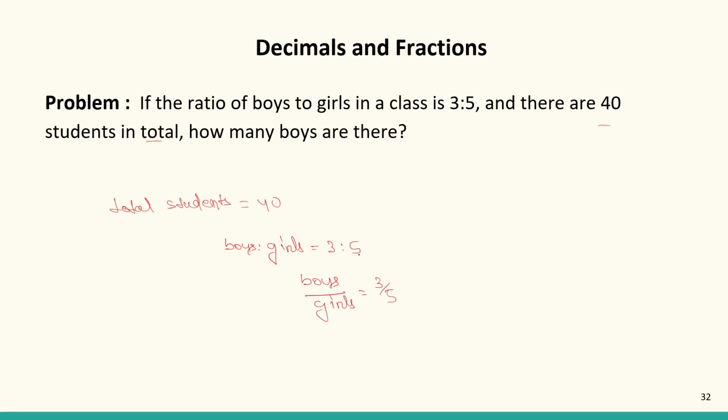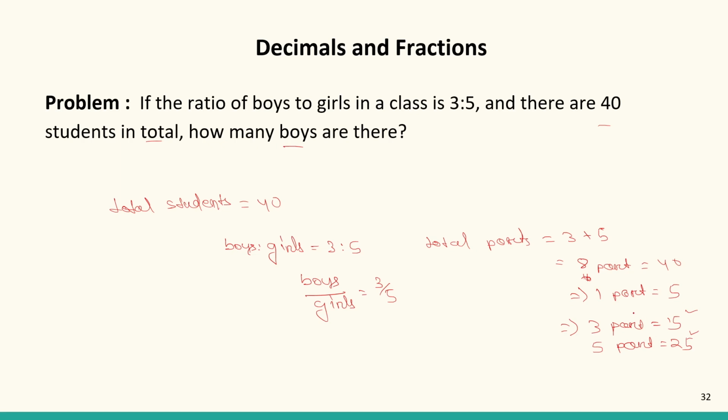So the total number of parts here is 3 plus 5. These are equally proportionate parts. So this is equal to 8. So 8 equally proportionate parts is equal to 40. So this implies that one part is equal to 5. So this implies that 3 parts is equal to 15 and 5 parts is equal to 25. So the number of boys is equal to 15 and the number of girls is equal to 25. These are the answers. So 15 will be the answer, as we are asked how many boys are there. Boys have 3 parts, so that is why 3 into 5 is equal to 15.